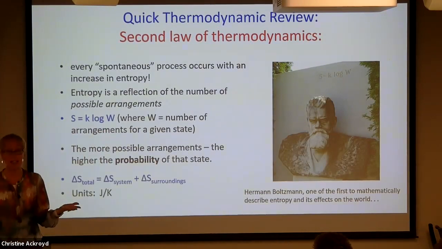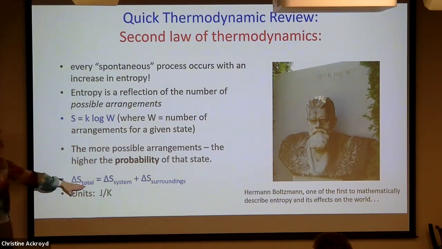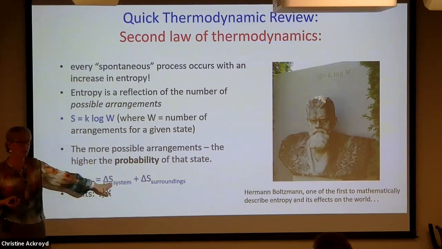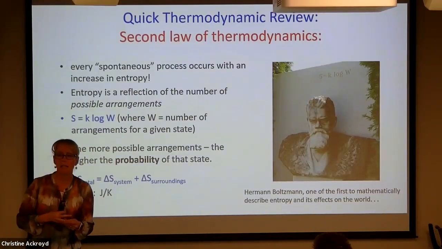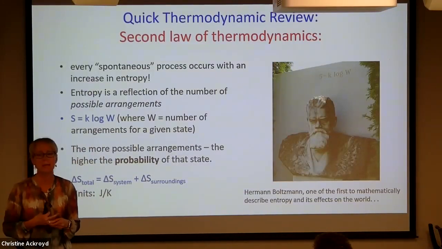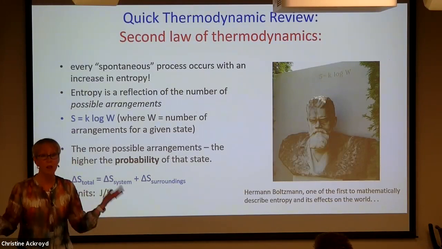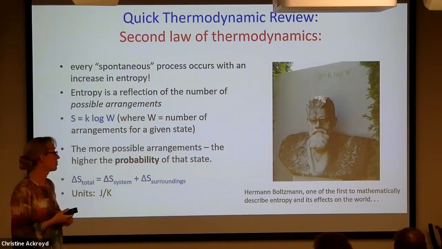Okay, mathematically, we can express the second law of thermodynamics by saying the change in entropy total, which is for the universe, is equal to the change in entropy for the system plus the change in entropy for the surroundings. When we're talking chemical reactions, what is our system typically? Reactants and the products. The system are the molecules. What's the surroundings? Everything else.